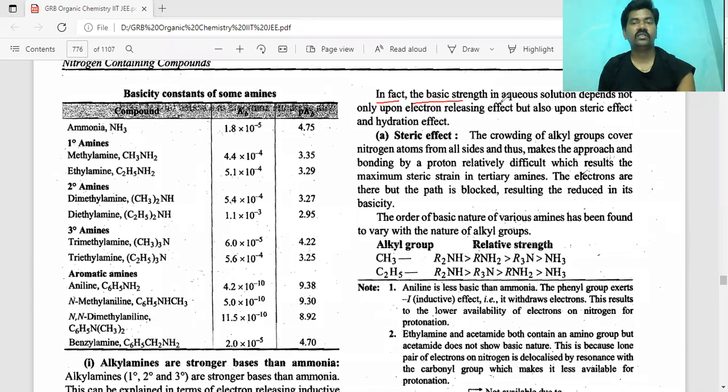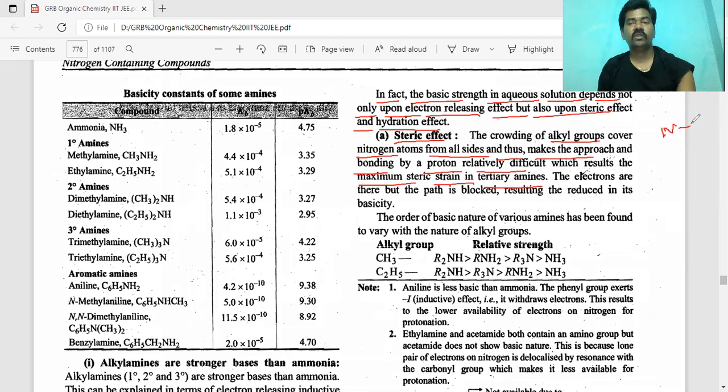In fact, the basic strength in aqueous solution depends not only upon the electron releasing effect, but also upon the steric effect and the hydration effect, both. Okay, then what does its steric effect? The crowding of alkyl groups covers the nitrogen atom from all sides, and thus makes the approach and bonding by a proton relatively difficult, which results in the maximum steric strain in tertiary amines.